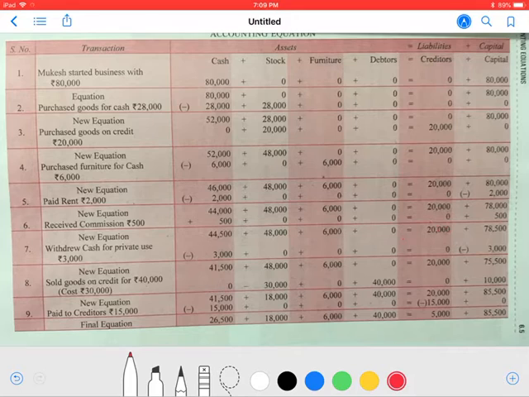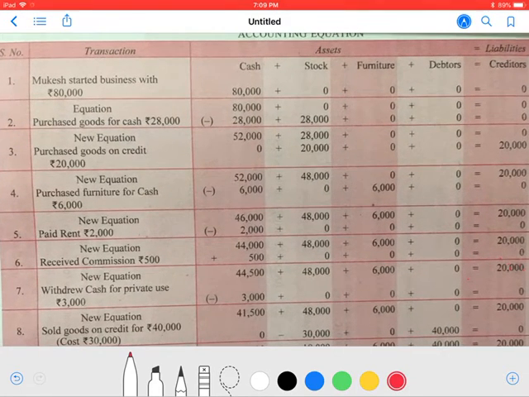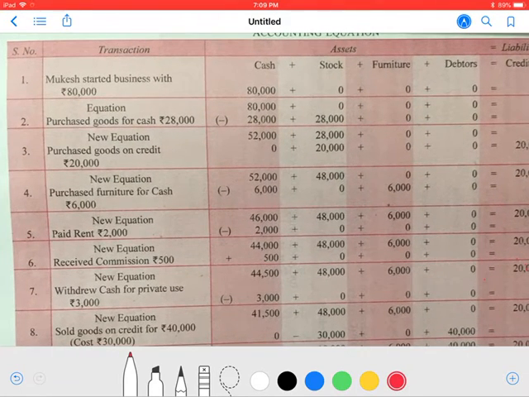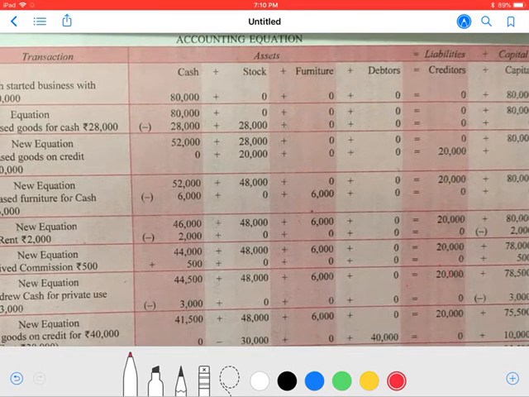So here, this is the format of accounting equation. The first column is the serial number of transaction. You can see 1 2 3 4 5 6 7 8. I have taken 8 transactions. And the second column is for the description of transactions. Whatever the transaction has taken place, it should be mentioned in that column. And further columns we have to prepare according to the transactions.